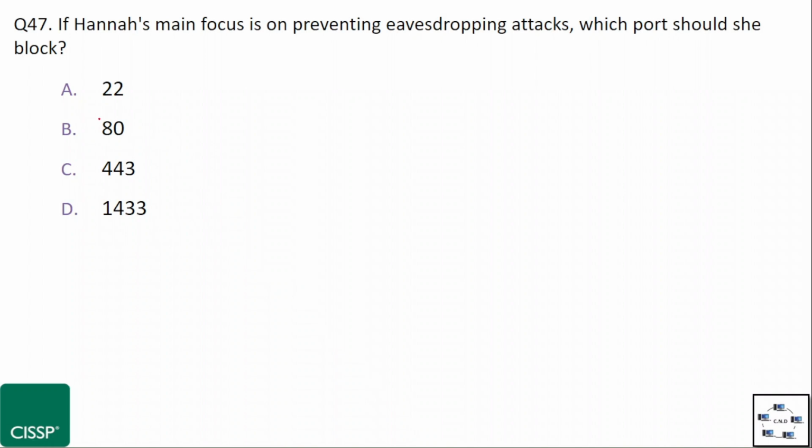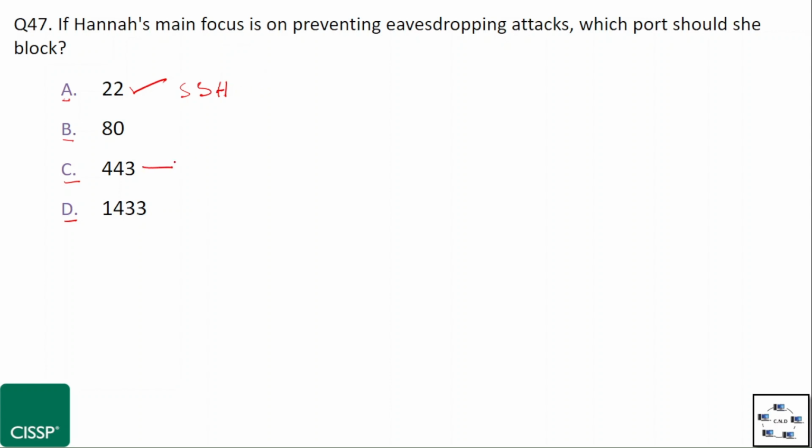Question number 47. If Hannah's main focus is on preventing eavesdropping attacks, which port should she block? And the options are option A, port 22, option B, port 80, option C, 443, and option D, 1433. So port 22 is basically for SSH, which is mainly used for management of servers and network devices, and the traffic is basically encrypted.